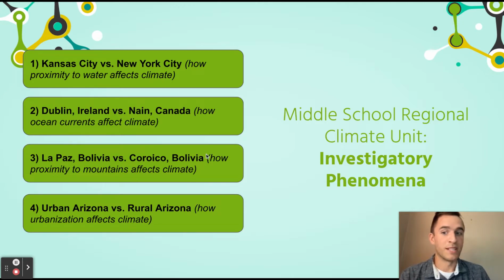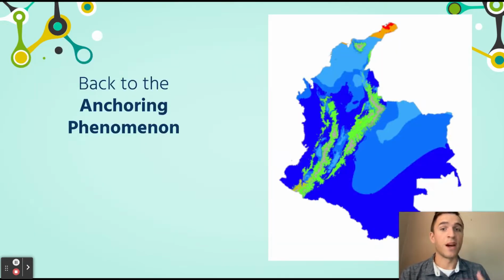However, the only difference is the relation to mountains or landforms, to see how proximity to mountains affects climate. And last but not least, we looked at data related to urban areas in Arizona versus rural areas of Arizona to determine how urbanization affects climate, right? So we used those for investigatory phenomena to build up to an understanding of our anchoring phenomenon. So we return to the anchoring phenomenon throughout, and of course at the end of the unit.